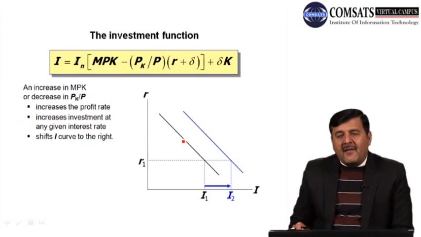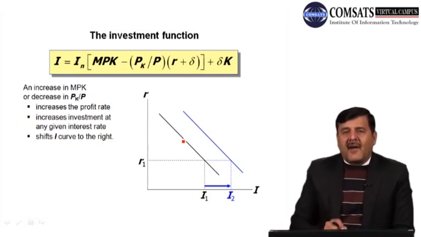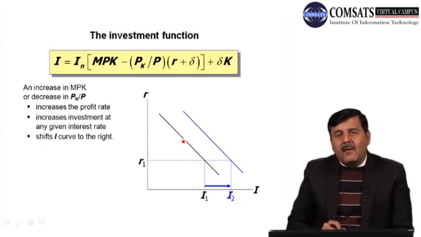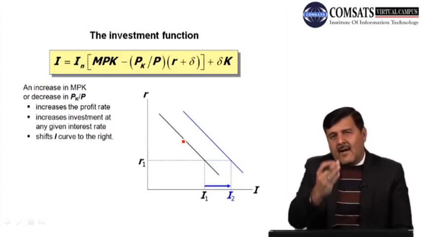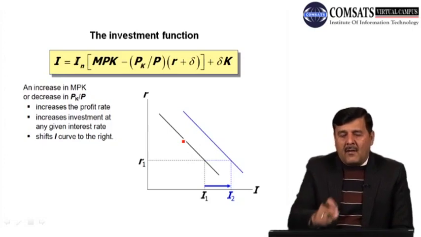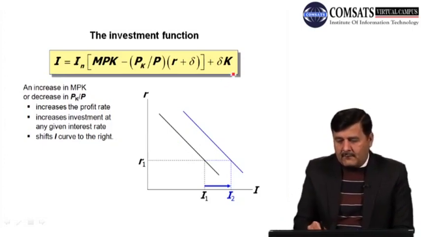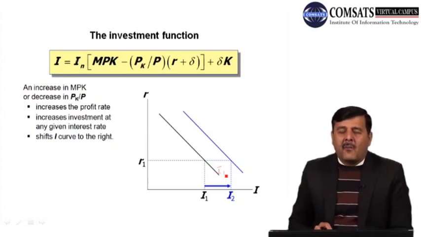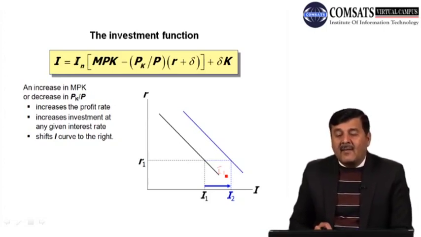Now suppose there is an increase in the real rental price of capital, which is the marginal productivity. If the marginal productivity of capital goes up, what will happen? We'll show this in the diagram in front of you. On the y-axis R, on the x-axis investment, we have the I1 curve, the level of investment curve. Now suppose there is an increase in marginal productivity of capital or a decrease in the real price of capital, PK over P. What will happen?